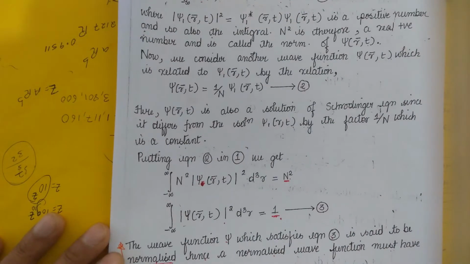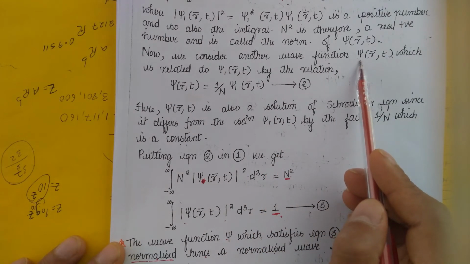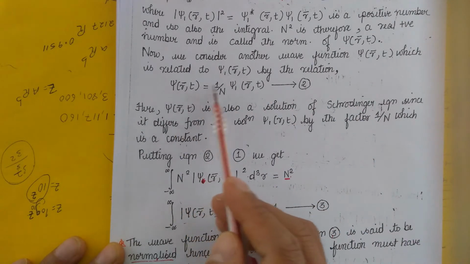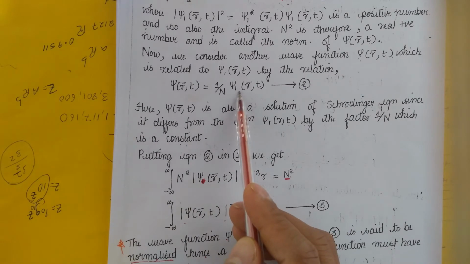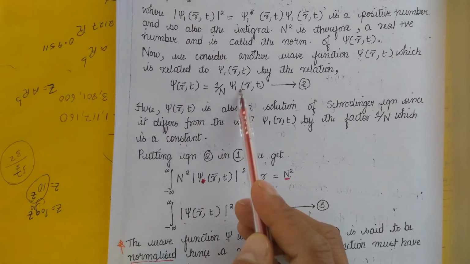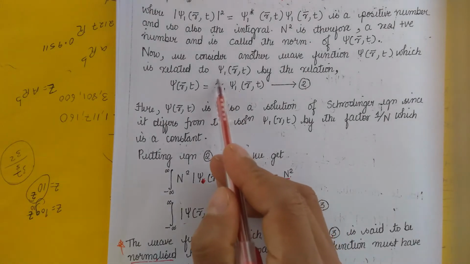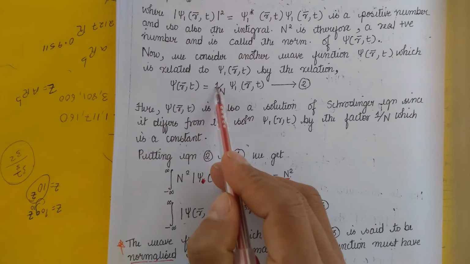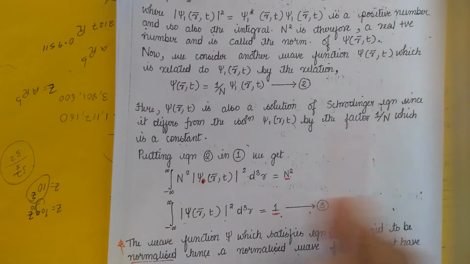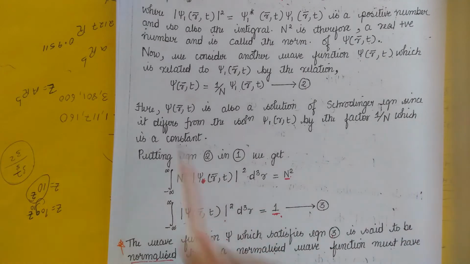Alright, let us consider another function psi, related to the function psi1 by this relation: psi is equal to 1 by N times psi1. We already know that psi1 is a solution of the Schrodinger equation. Then psi is also a solution of the Schrodinger equation, since it differs from the solution psi1 only by the factor 1 by N, which is a constant.